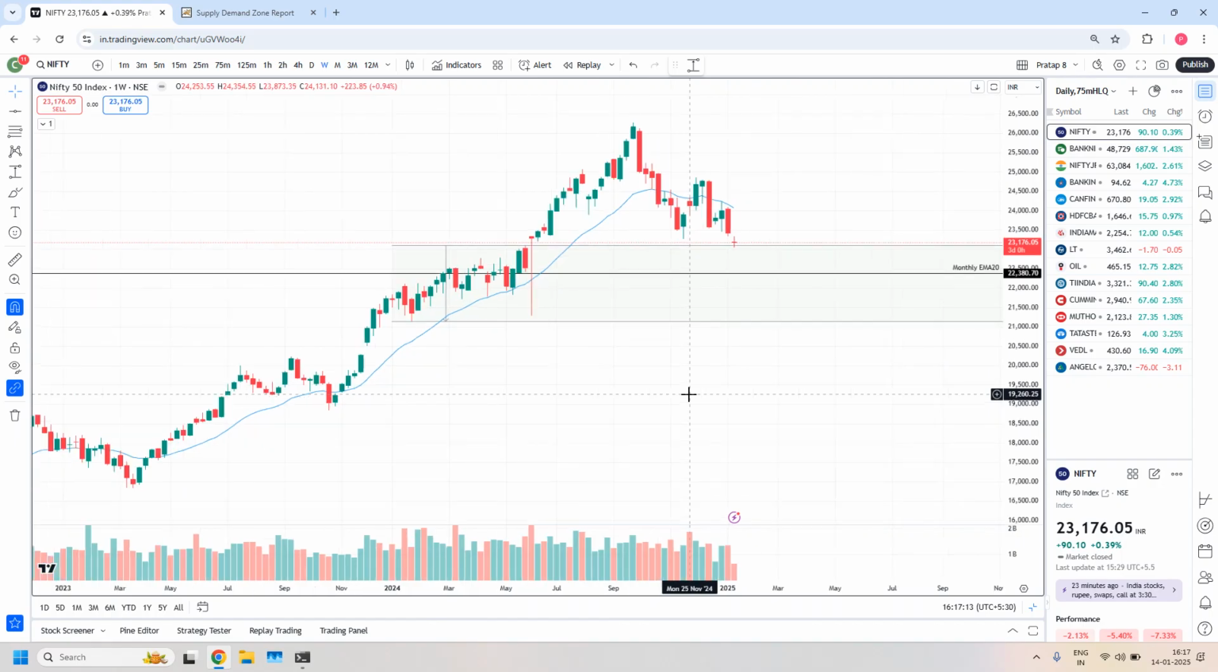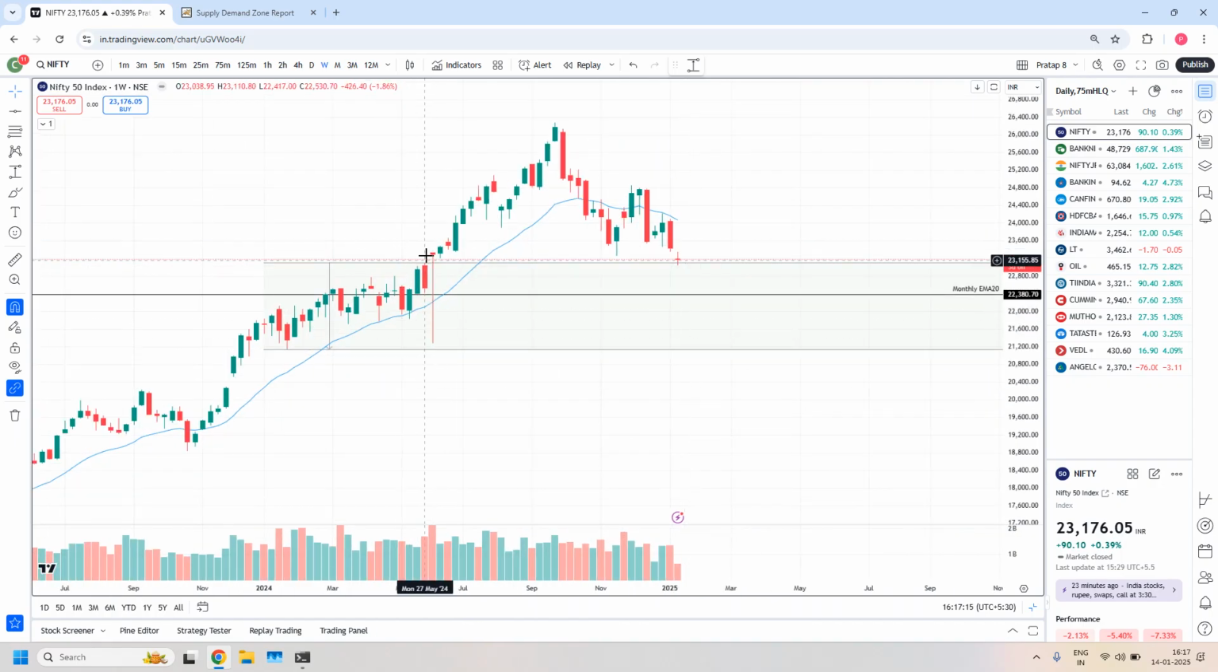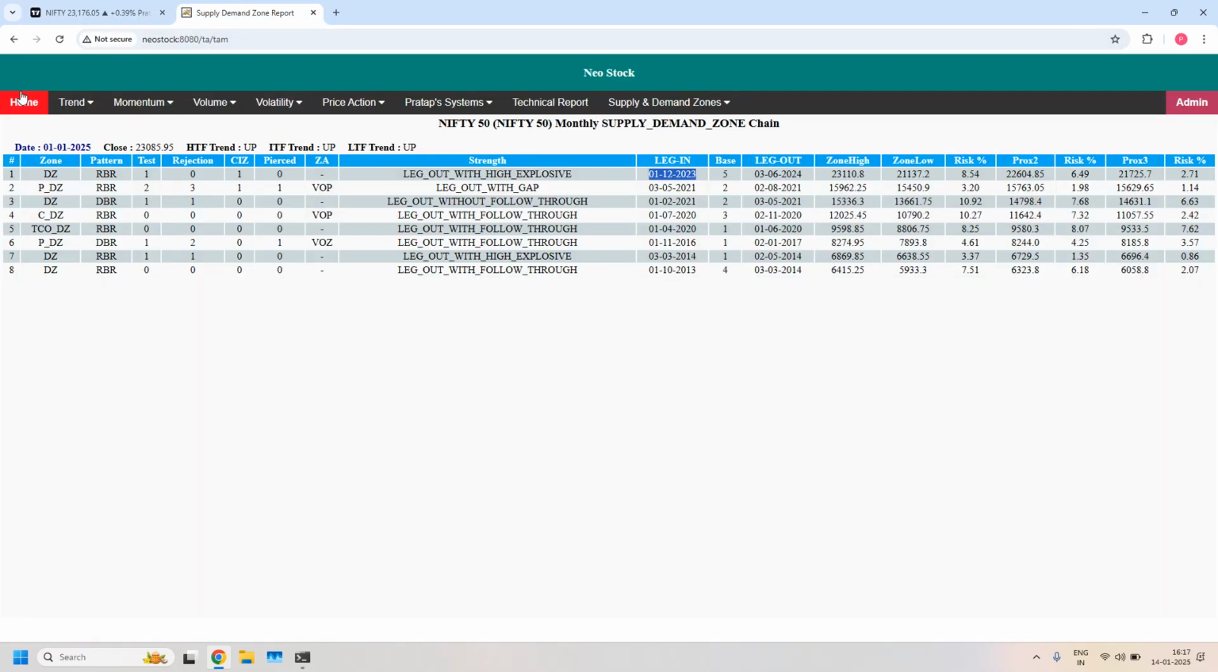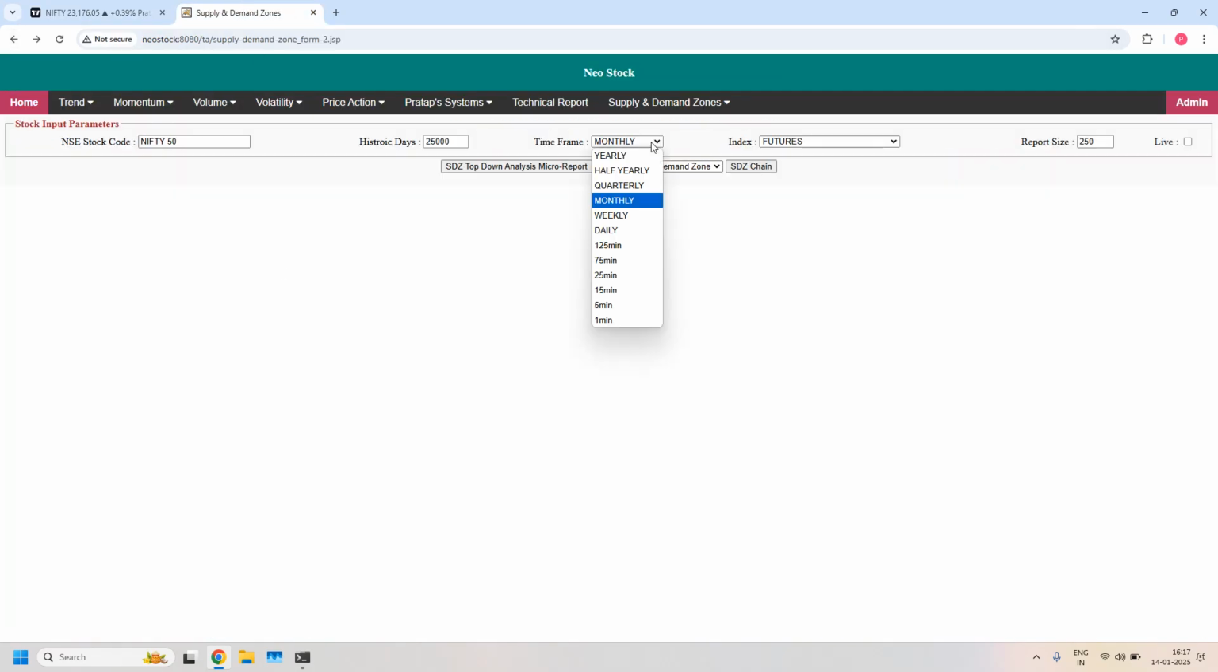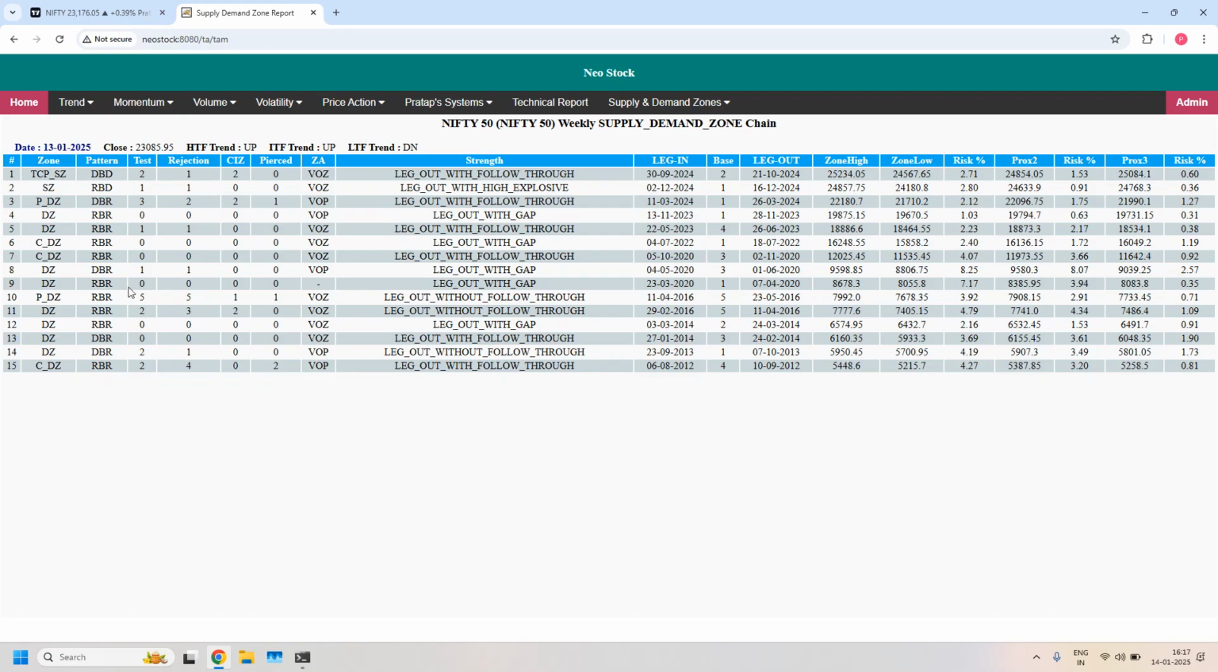Okay, where do we have the weekly zones? Here we have a weekly zone, base rally, but this is already pierced. Okay, what is our software telling? Let me generate the weekly supply demand zone chain. Okay, this is the weekly supply demand zone chain. We are already having one weekly zone here. This is a high liquidity weekly zone. This is a high liquidity zone. This weekly zone.